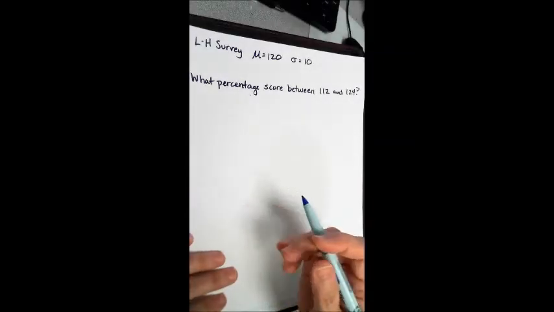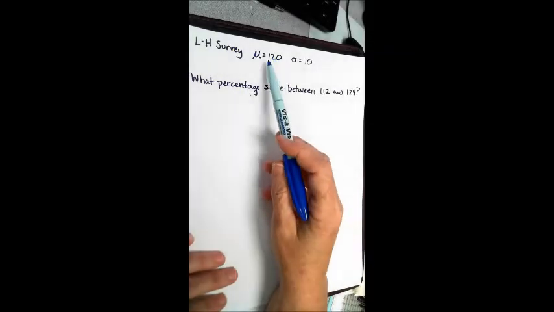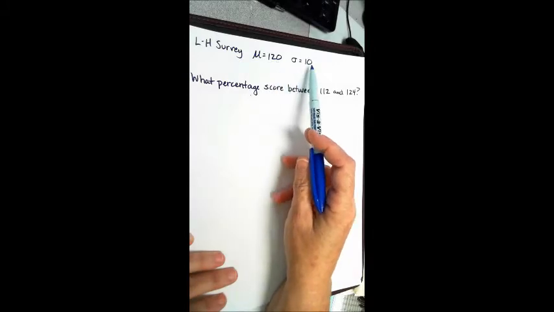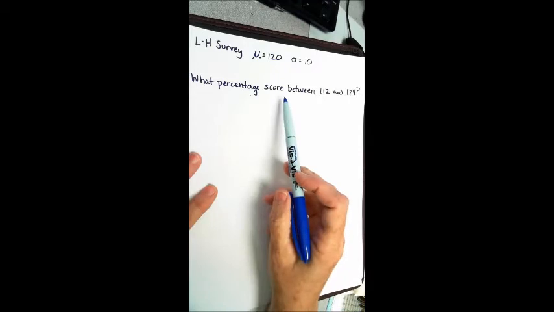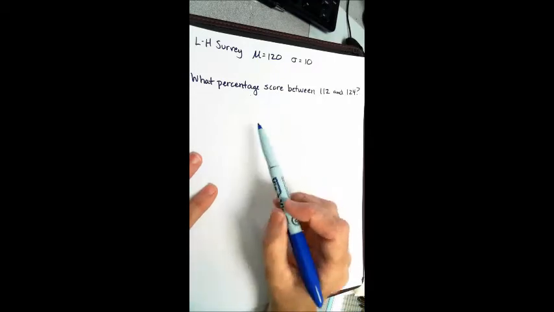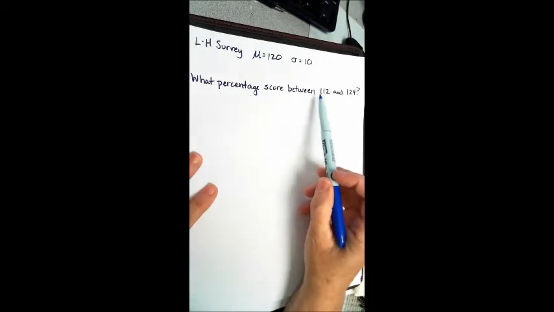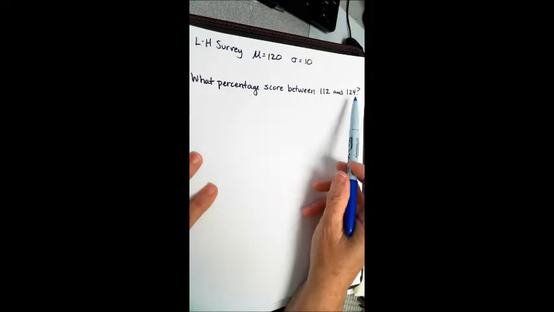Okay, sticking with our same problem, the Life Health Survey, mean of 120, standard deviation of 10. Now our question is going to be: what percentage of scores are between 112 and 124?